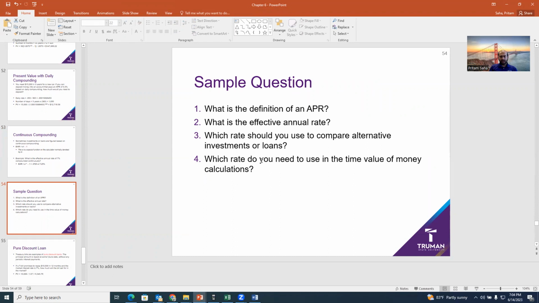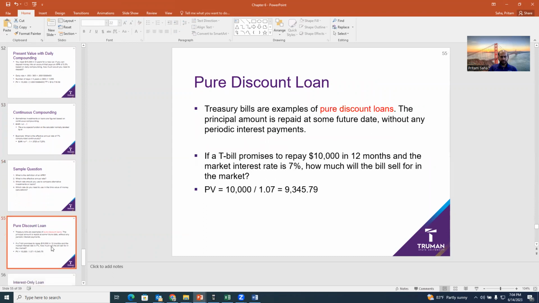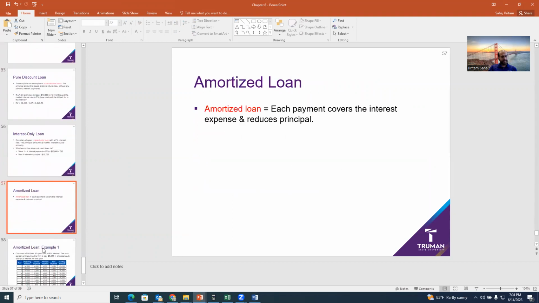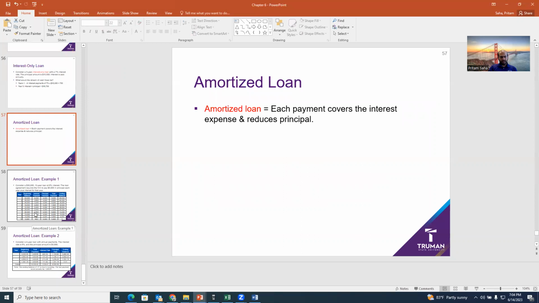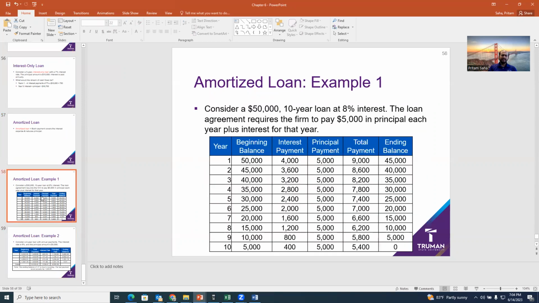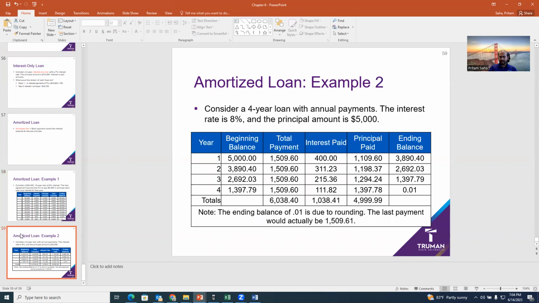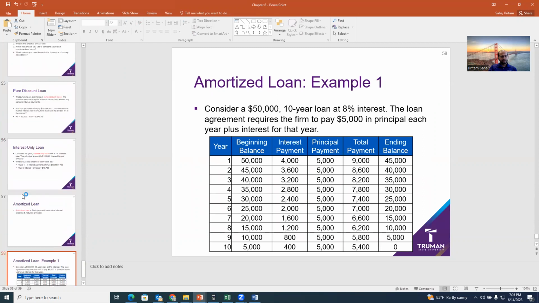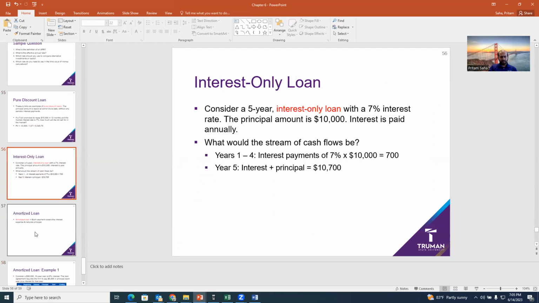Now we're going to talk about 3 different types of loan, okay? Pure discount, interest only, amortized. In the amortized loan, there are 2 examples we used, but we will follow example 2 today because nowadays industry mostly follows this method, okay? That's what we're going to do in example 2. But you can go over the other by yourself. It's pretty easy. So let's talk about 3 different types of loans.